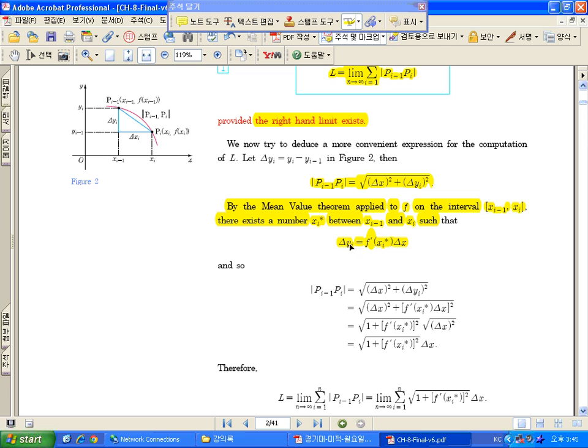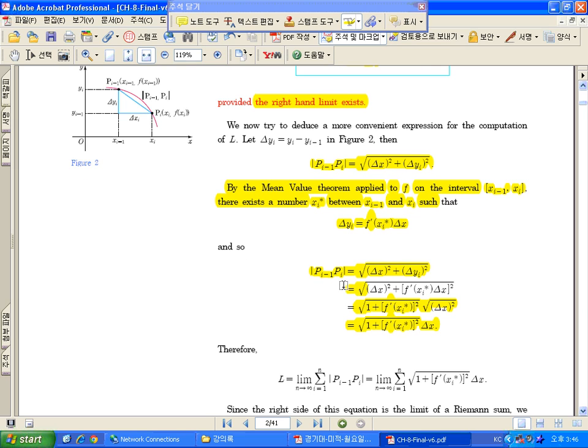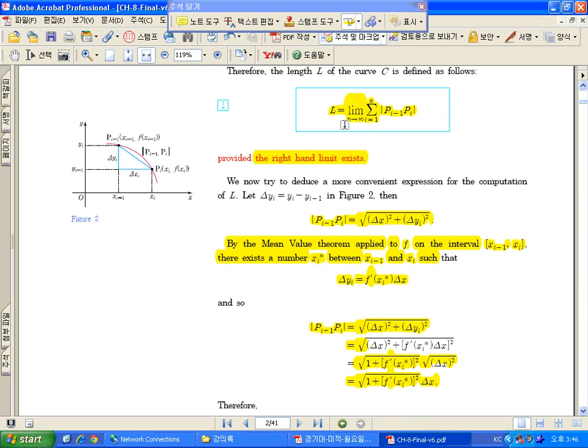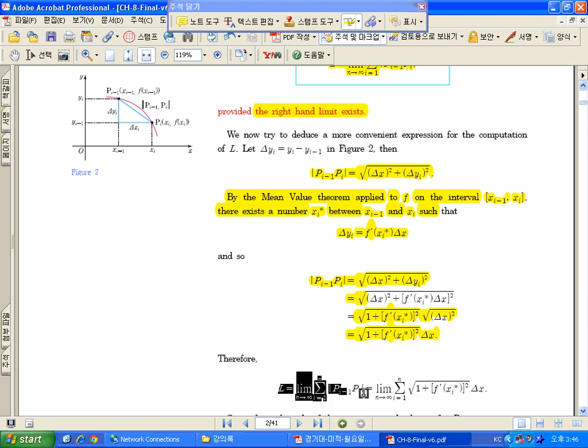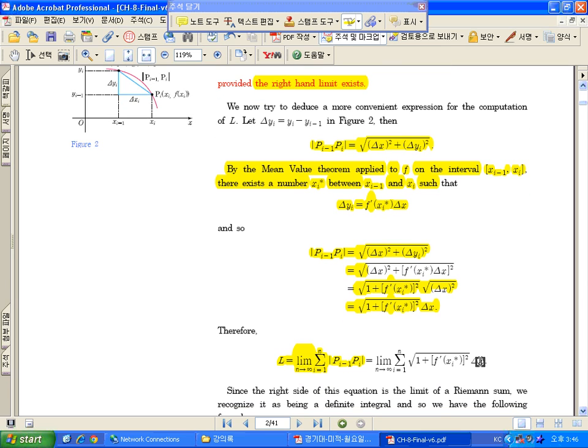Okay, the mean value theorem was properly used to get delta y i in terms of x i. But then this delta y i can be replaced by this, and this can be simplified in this way. The square root can be dropped, so we have the absolute value of this interval. Thus, the length of this interval can be written as the square root of 1 plus the square of f prime of x i star, times delta x. So the arc length L, which is this, can be written as this.